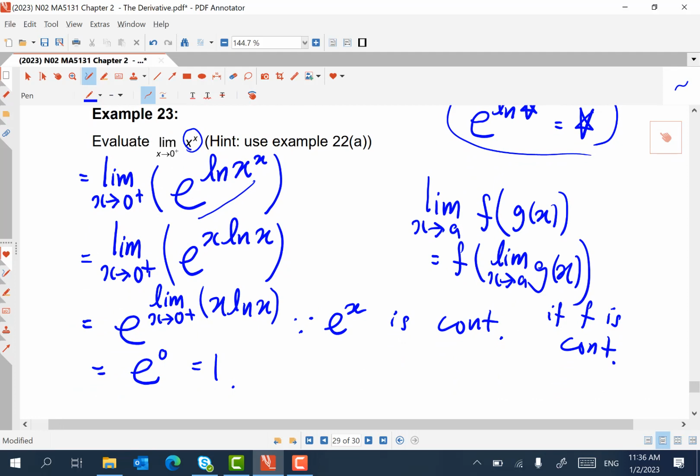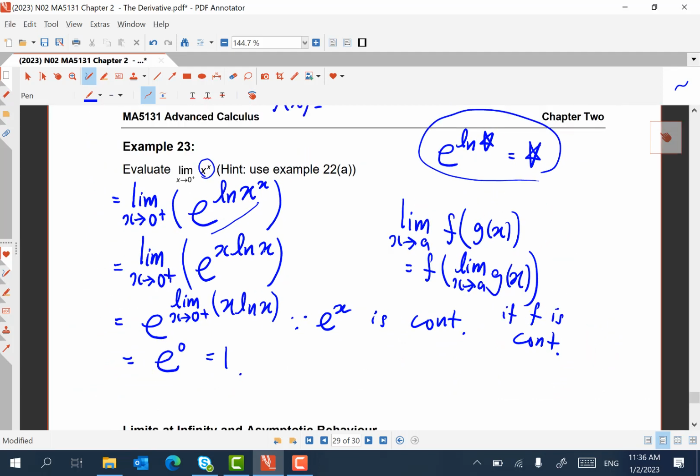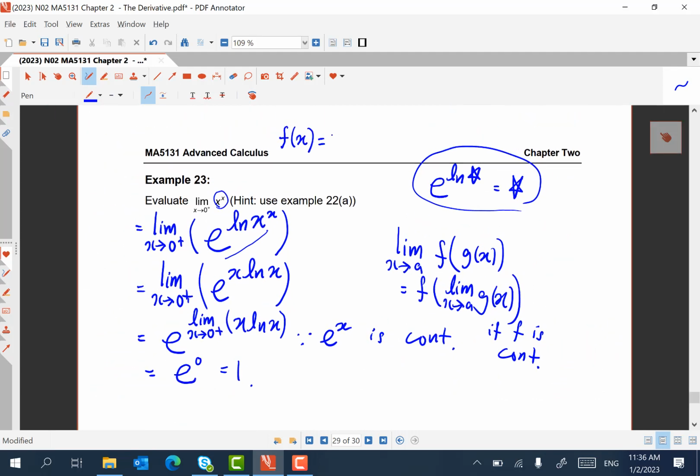Okay, James, I would like you to actually sketch for me the graph of x ln x. You can erase whatever you have on the board. Sketch the graph of x ln x.